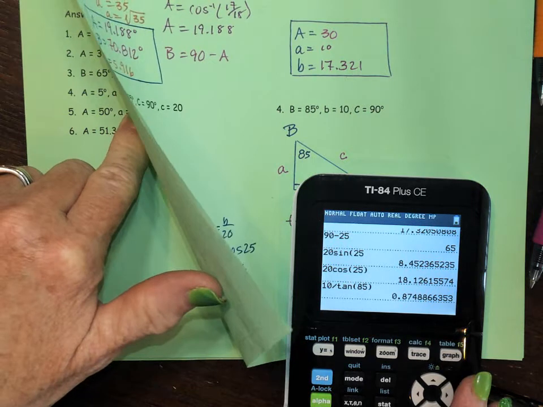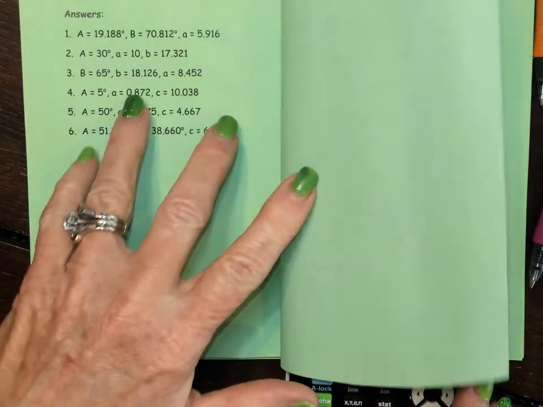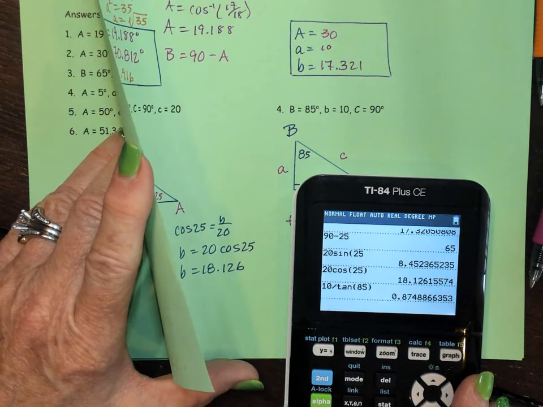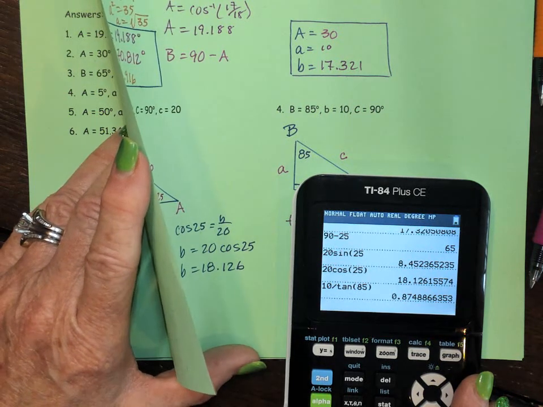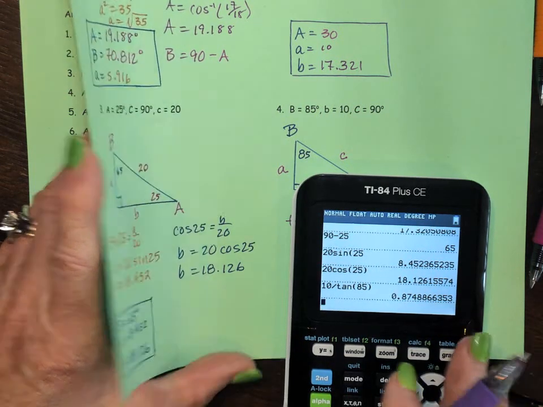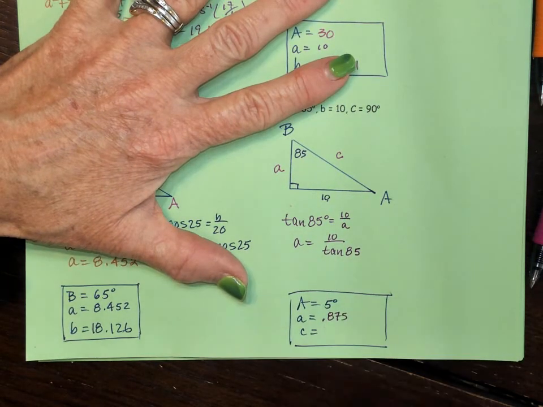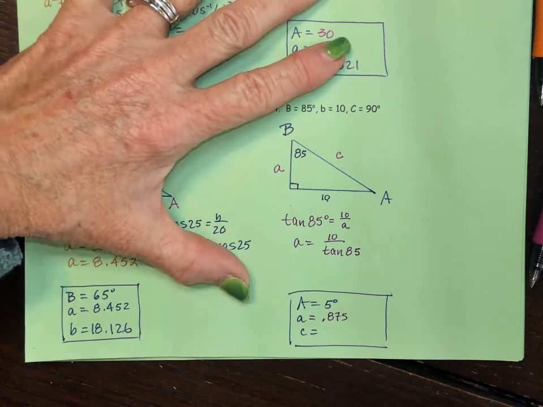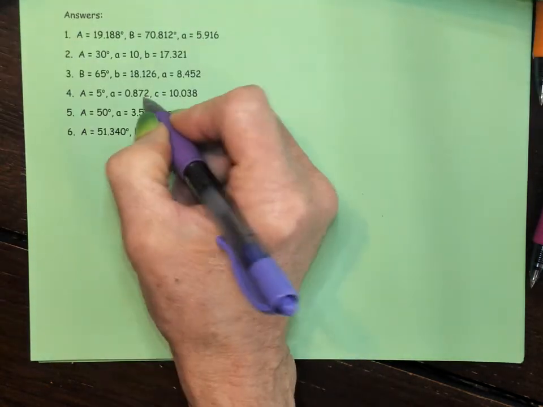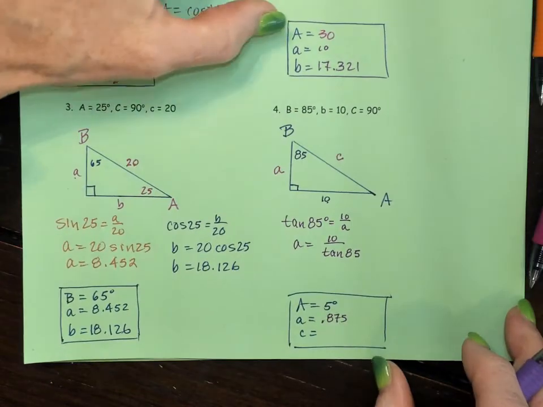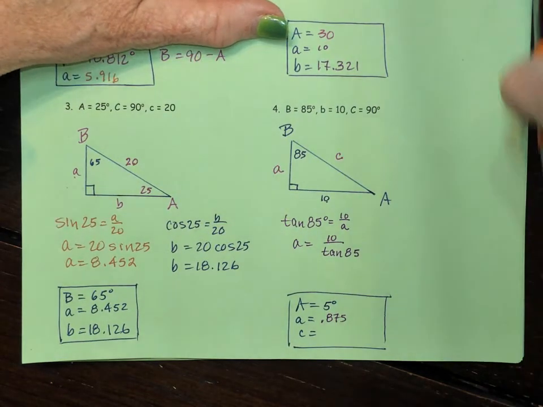Ooh, 10 tangent 85. I had 0.872 over there. I must have a typo on my answer key, because I have 0.875. I believe that's right. 0.875. Probably a typo on my answer key. Sorry about that. 0.875. All right, let's see if I did C properly when I created this answer key.